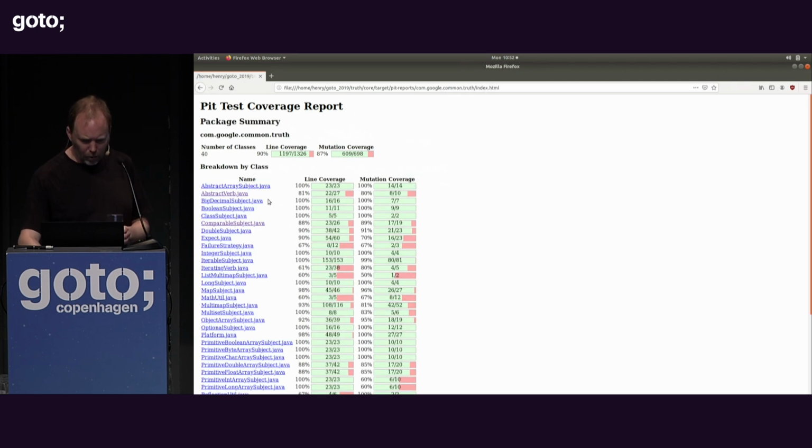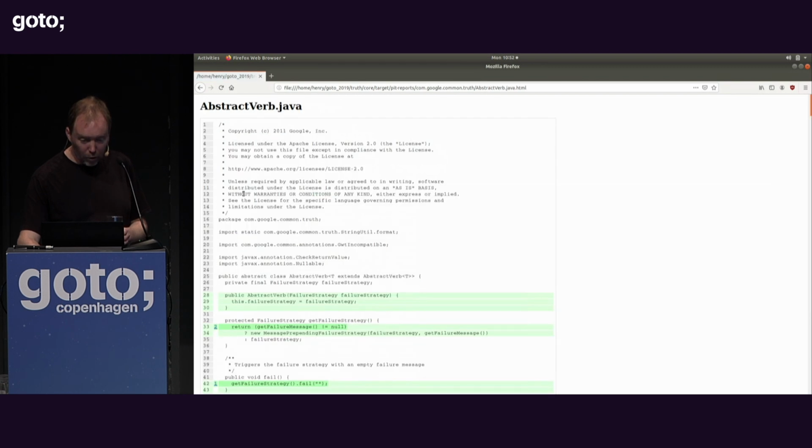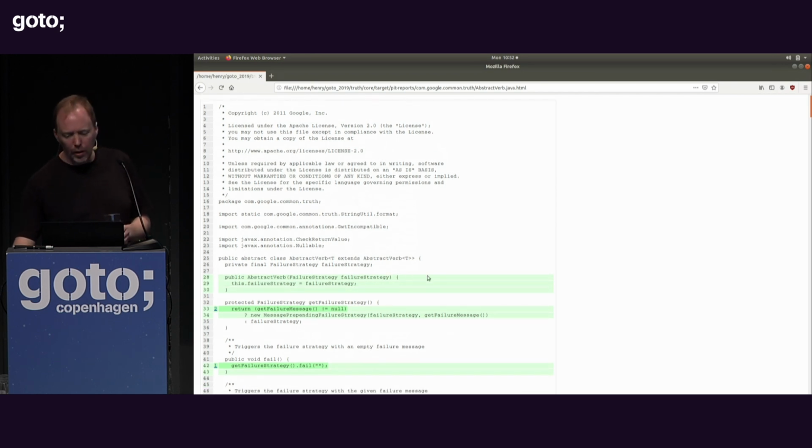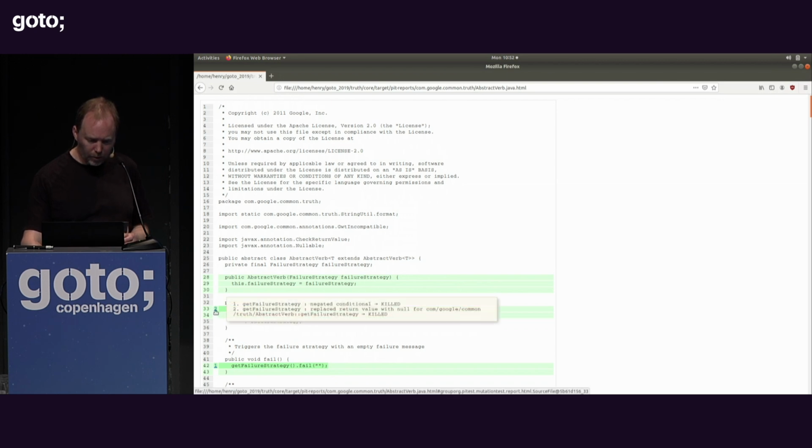So apparently I'm going to look at abstract verb. I already know there's nothing interesting in here, but I'm just going to show you what the report looks like. So these big, long green lines here, this is just bog standard line coverage. These slightly darker areas here with a number next to them are where we've had one or more mutants generated and they have been killed.